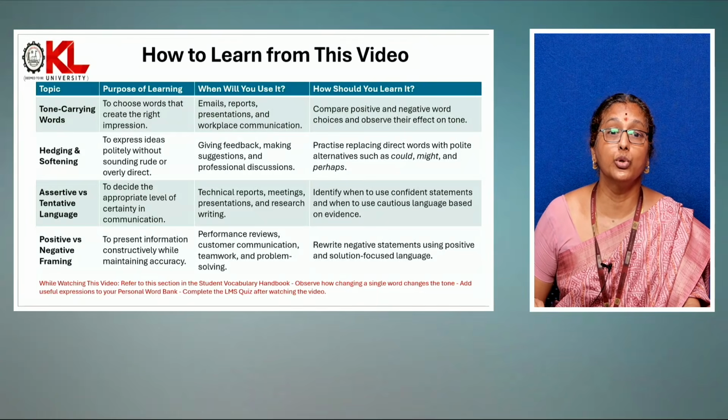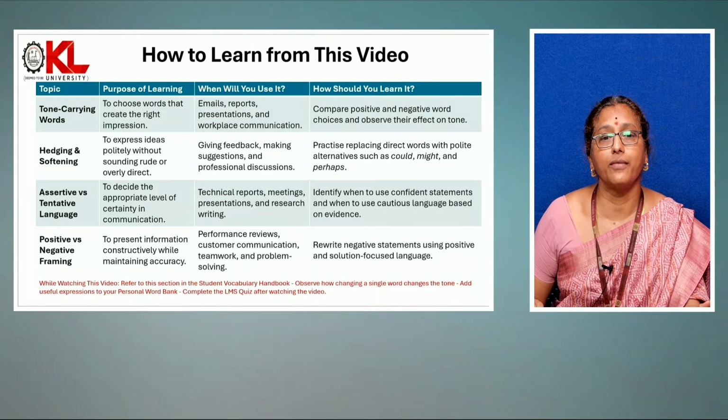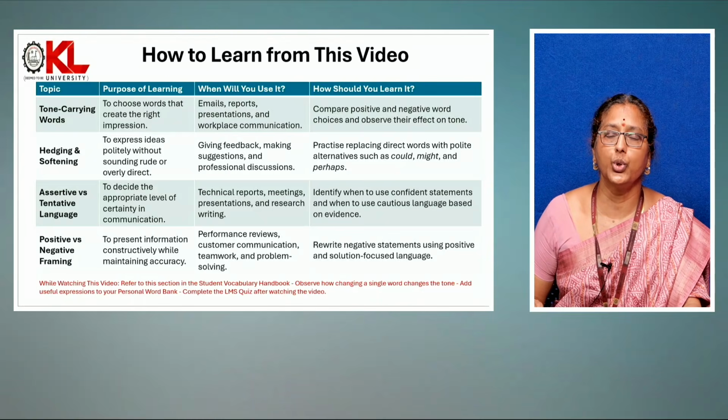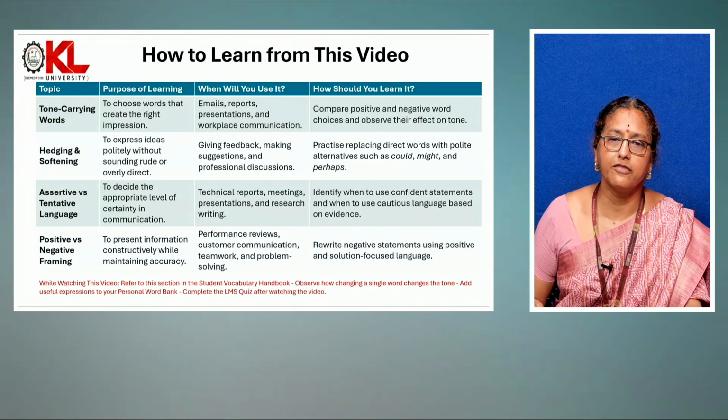So, when will you use it? When you give feedback, when you make suggestions, and when you are in professional discussions. How should you learn it? Practice replacing direct words with polite alternatives such as could, might, perhaps, like that. So you can make use of modal verbs and soften the sentence so that it doesn't appear rude.